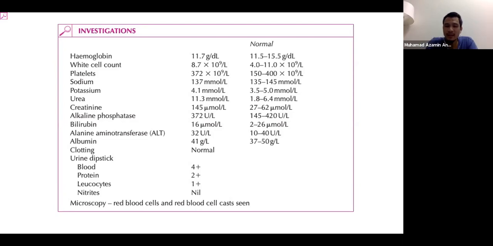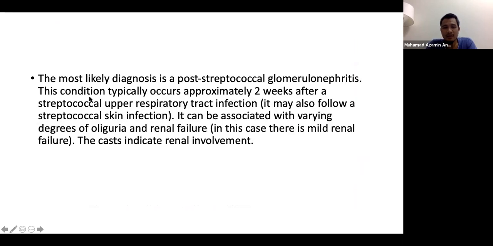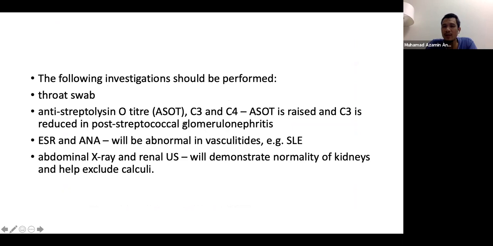Okay, so those are the basic investigations for this case. And then for further testing, as you mentioned before, you want to do a throat swab for the strep infection. ASOT is normally raised in streptococcal infection, post-strep AGN. Then C3 is normally reduced in AGN. C4 is normally quite normal. You want to do ESR, ANA. If you're suspecting renal calculi, you can do abdominal X-rays, but normally it's not really helpful. It's more helpful to do renal ultrasounds to rule out any kidney anomalies or to exclude calculi.